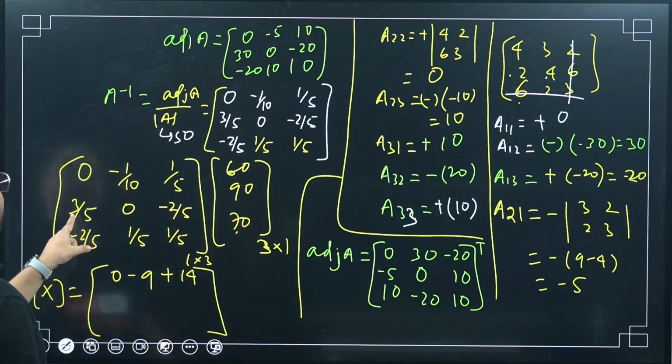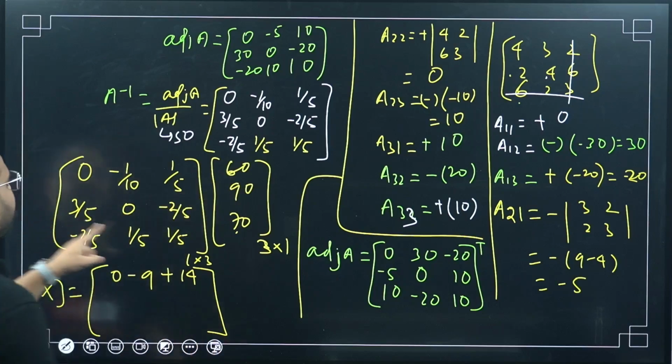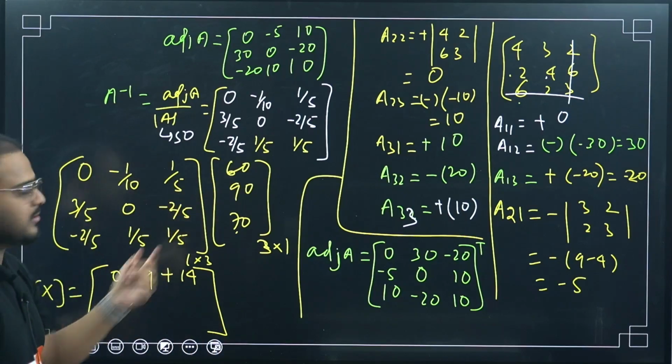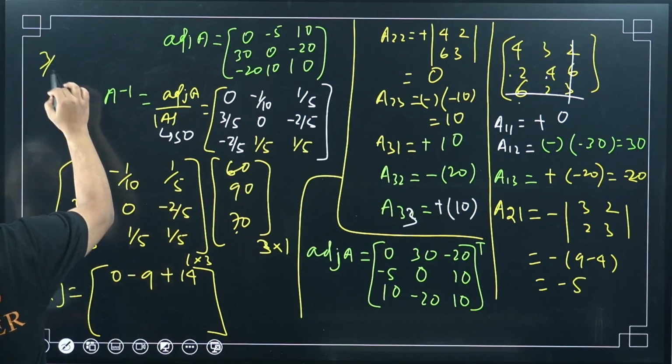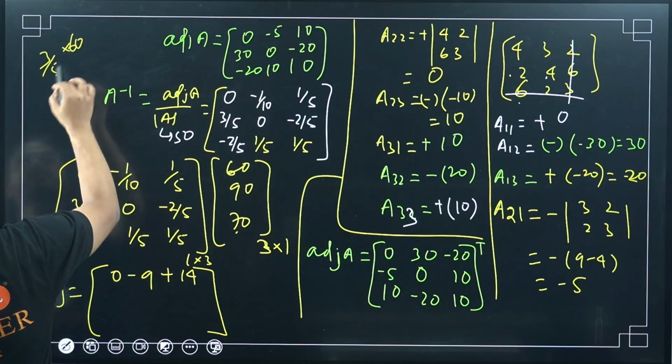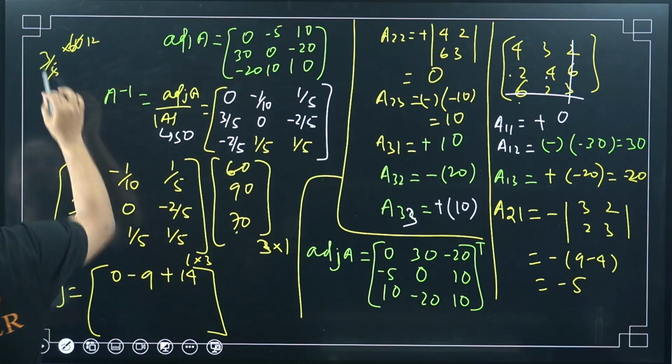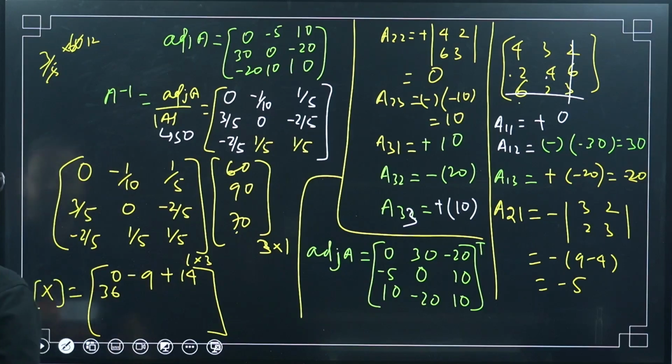Next one. 3 by 5 times 60. So 12 fives are 60, and 12 times 3 is 36. Okay.